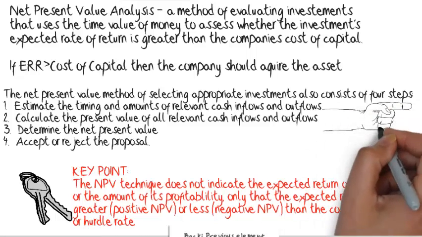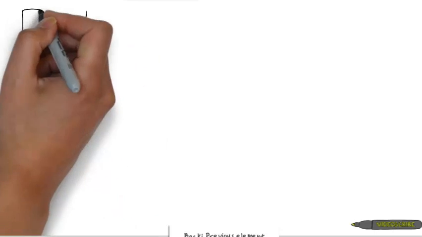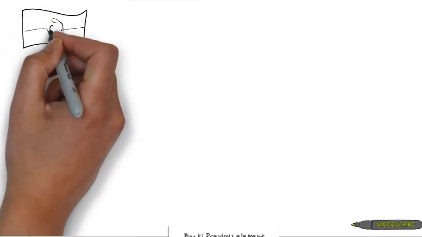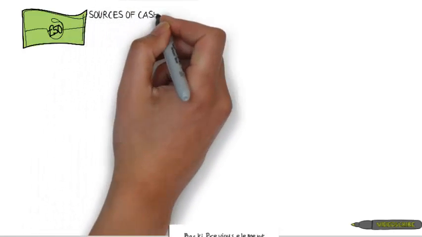Now let's take a look real quick before we finish at cash inflows and outflows. Cash inflows, as you remember, is money that is coming into the business. Also money that could be saved too. We'll talk about that in a second.